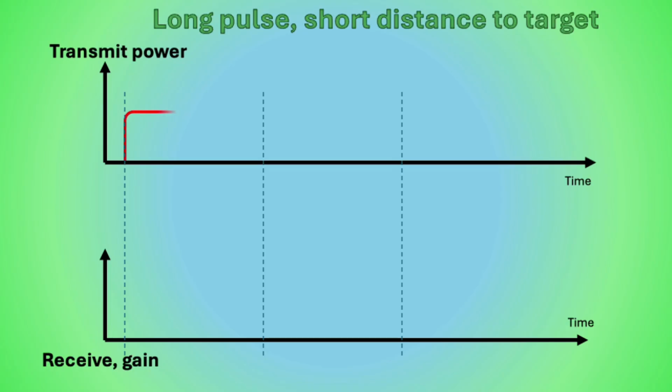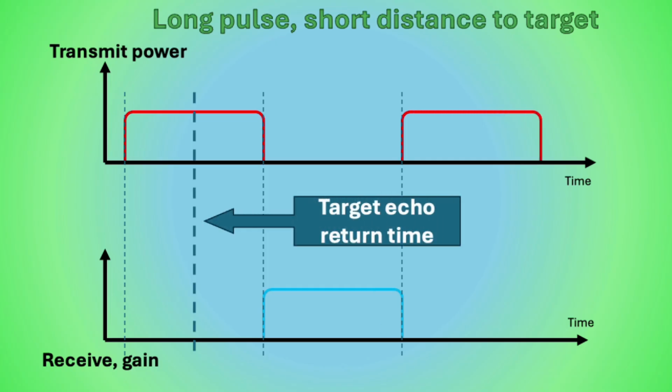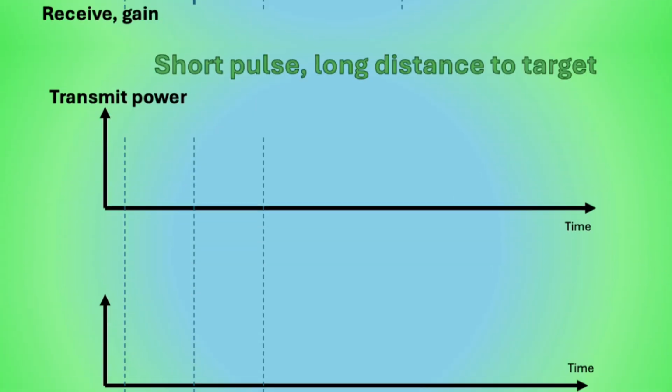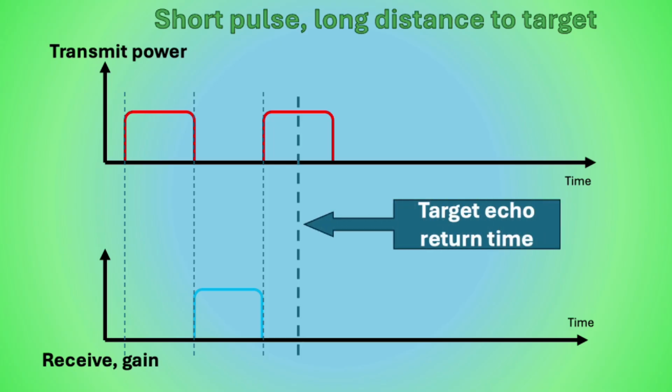If a long pulse is used, the echo signal from a nearby target will return before the radar changes to listening mode. It means targets very close to the ship become invisible. Same story with short pulses and targets at long distances. Listening mode will be finished before the echo signal reaches the receiver. And again, the target becomes invisible.